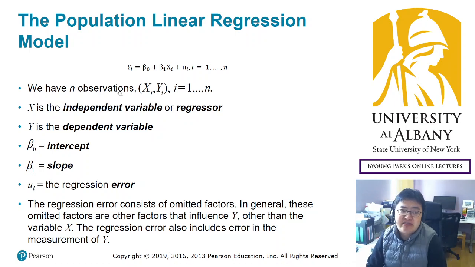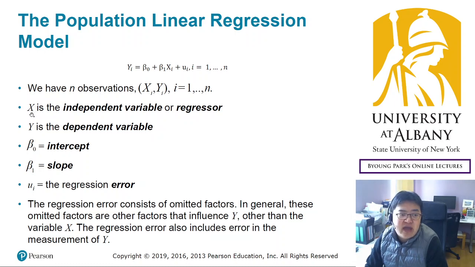In our previous examples, we had 50 schools or school districts. So n is the sample size, which was 50, and x was the student-teacher ratio, y was test scores. And so for school i, we observe school i's student-teacher ratio and test scores.